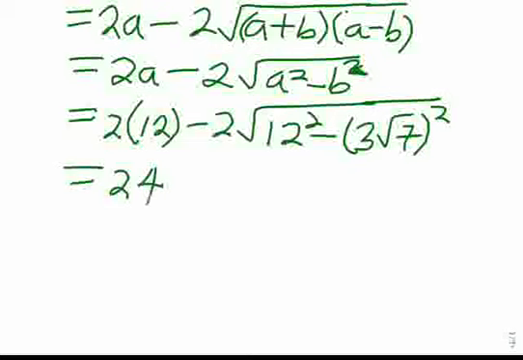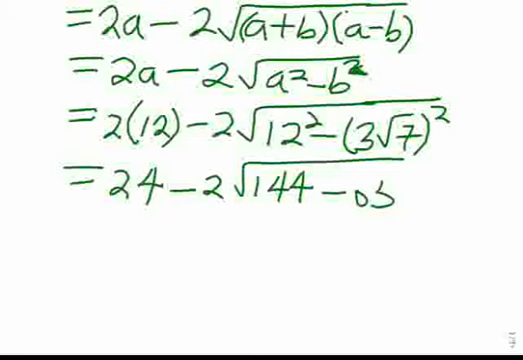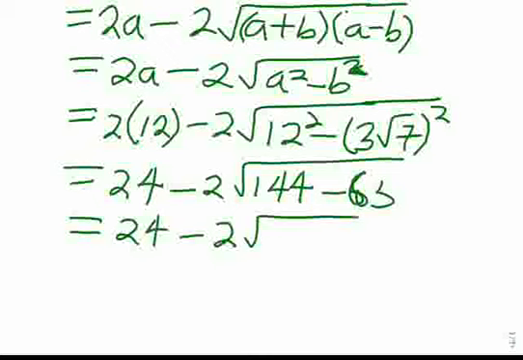We're going to have 24 from here minus 2 into 12 squared, which is 144, minus 7 root 7 times root 7 and then multiplied by 3, which will give us 63. So this is 24 minus 2 square root of 144 minus 63, which gives us 81. Square root of 81 is 9. 9 times 2 is 18. And then 24 minus 18 will give us 6. So if we square x, the value we're going to obtain is 6.